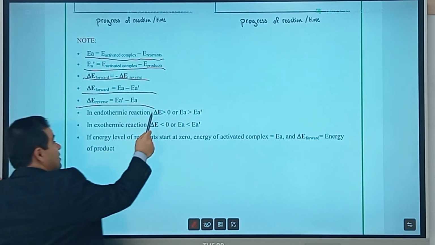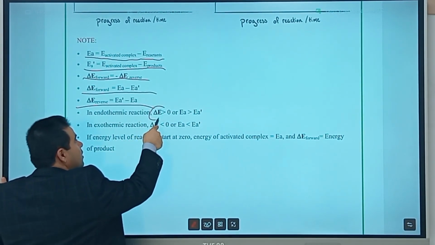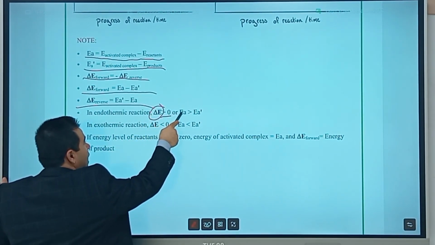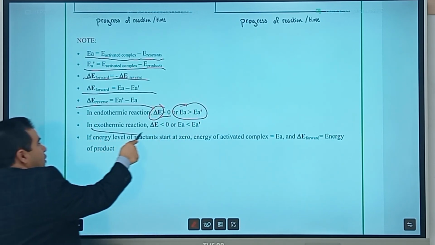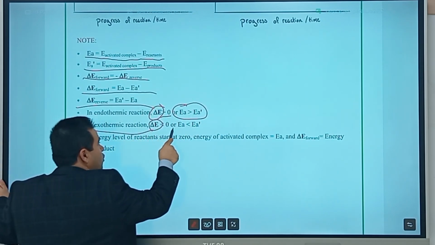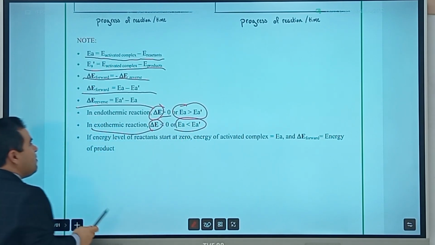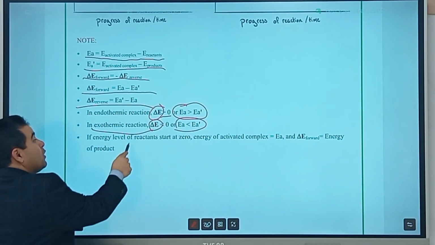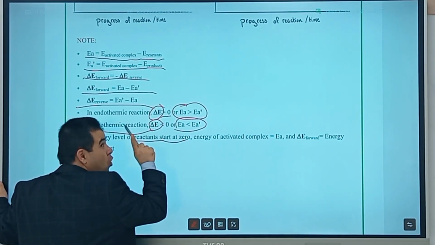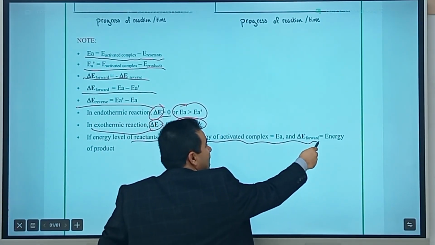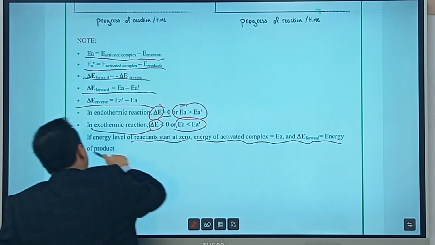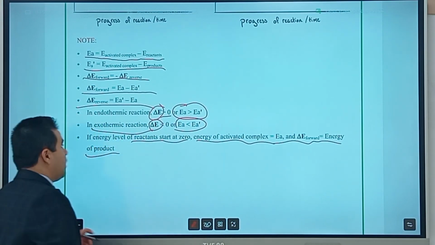In an endothermic process, guys, delta E is higher than 0 and EA is higher than EA prime. You have to know this. For exothermic, delta E is lower than 0 and EA is less than EA prime. If the energy level of the reactant starts at 0, then the energy of the activated complex, EA, is equal to delta E forward, and equal to the energy of the product as well.